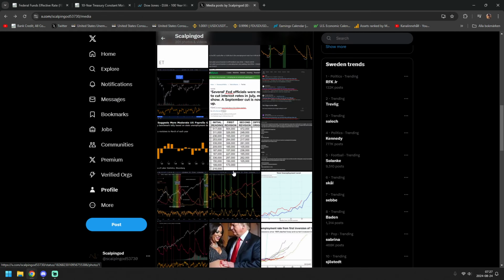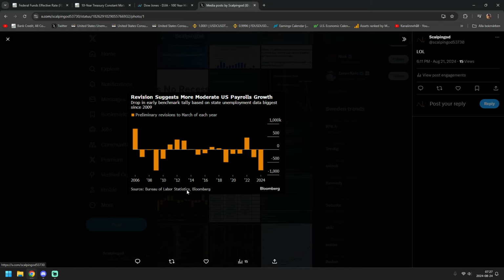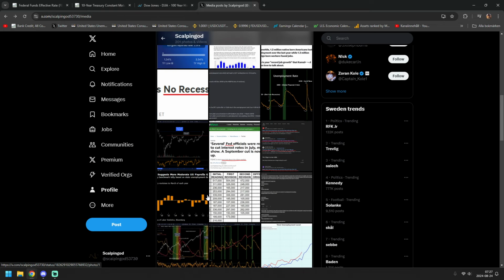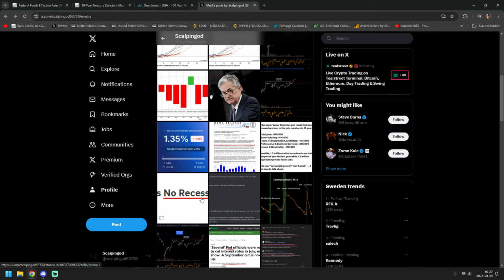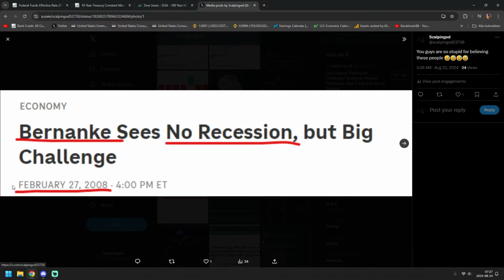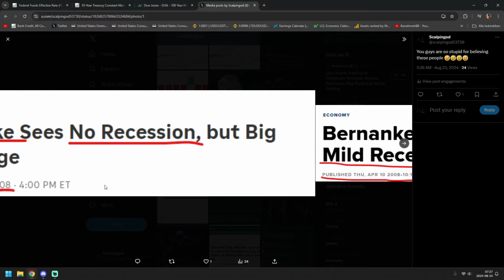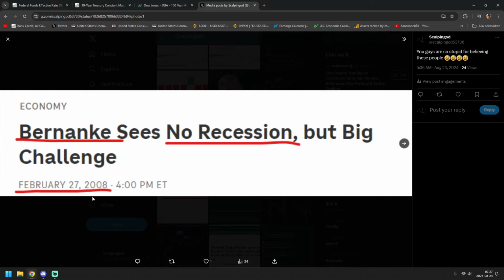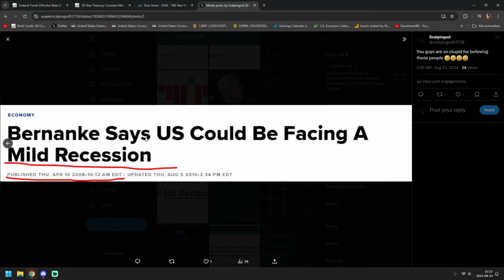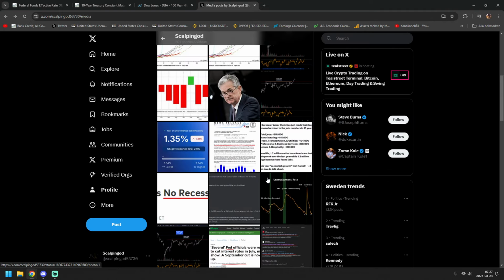We've been talking about this for a long time, how, again, their numbers are bullshit, okay? And it's this way every single time. And look what they were saying back then, February 2007. Bernanke, the Fed chair at the time, sees no recession. And that was February 27, 2008. That's like 3-4 months into the recession. Bernanke says US could be facing a mild recession. No, it was the worst recession since the Great Depression, April 10th, 2008.